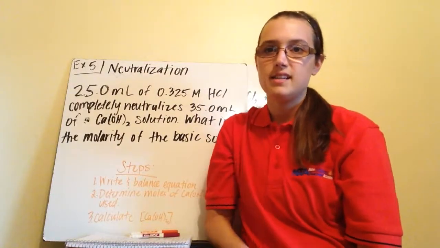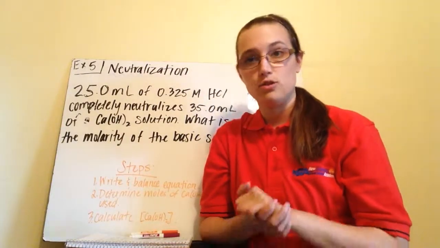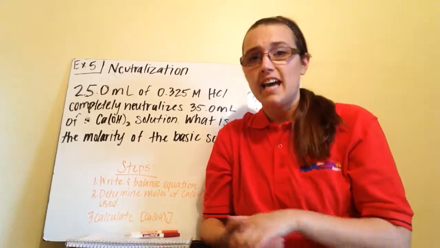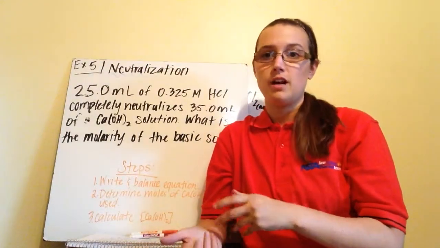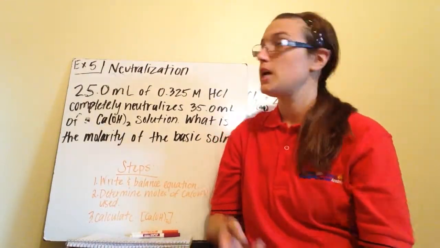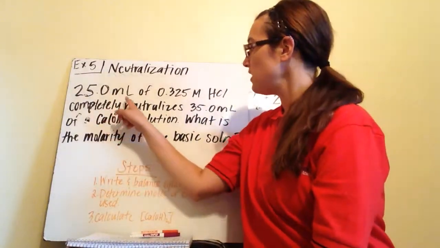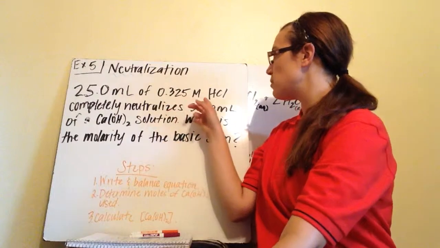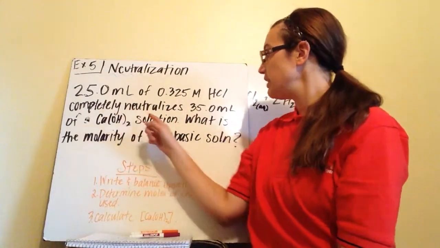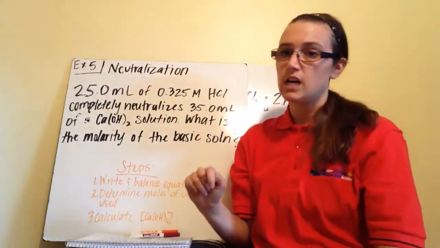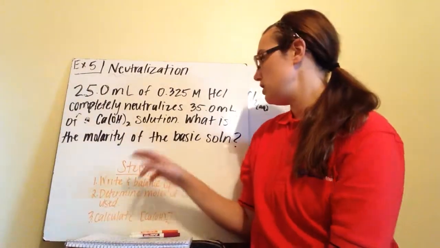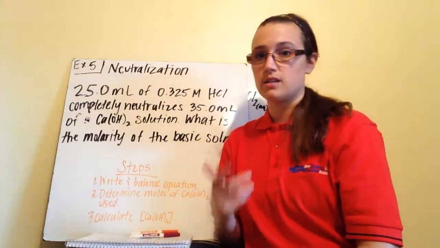Hi everyone, in this example we're going to be looking at a neutralization reaction and calculating the concentration of one of the solutions within the reaction. So if we take a look at this example, which is example 5 in your notes, it says 25 milliliters of 0.325 molar hydrochloric acid completely neutralizes 35 milliliters of a calcium hydroxide solution. What is the molarity of the basic solution?